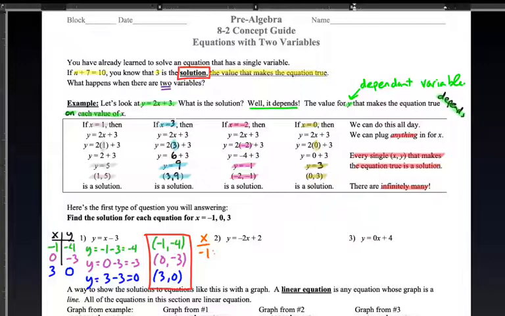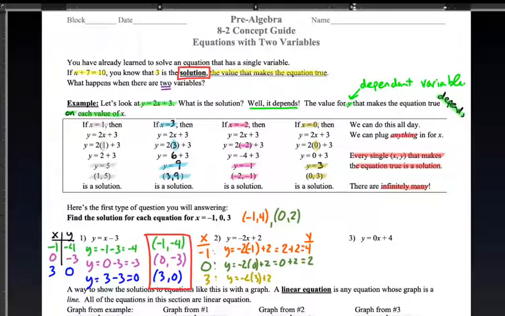So for this other equation, when x is negative 1, negative 2 times negative 1 plus 2 ends up equaling 4. Negative 2 times negative 1, of course, is positive 2. When x is equal to 0, negative 2 times 0 is 0, plus 2 is 2. And when x is equal to 3, negative 2 times 3 is negative 6, plus 2 is negative 4. So these are the 3 solutions when x is negative 1, 0, and 3 for that equation.